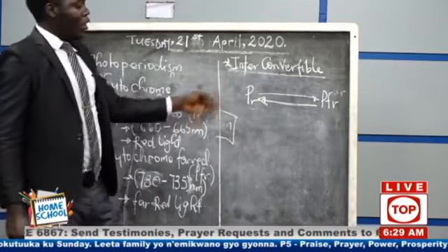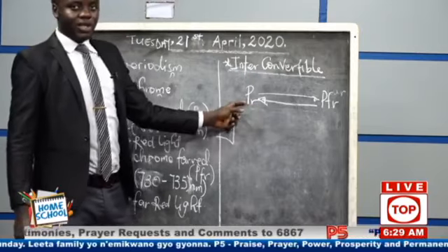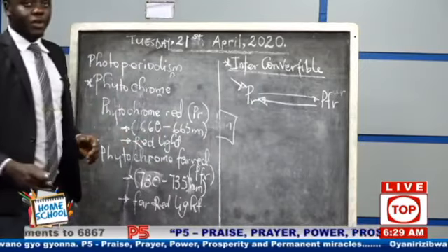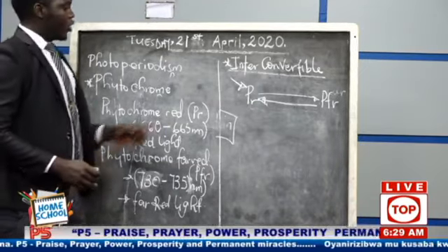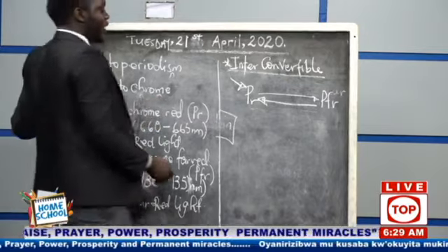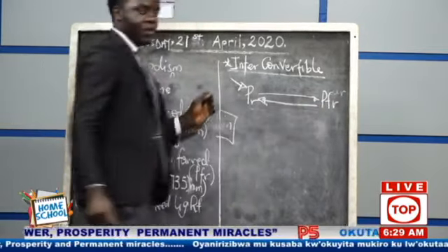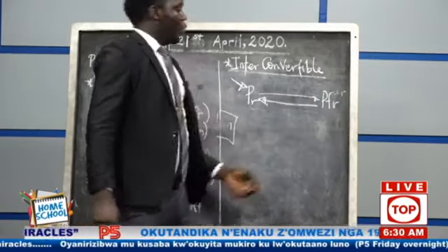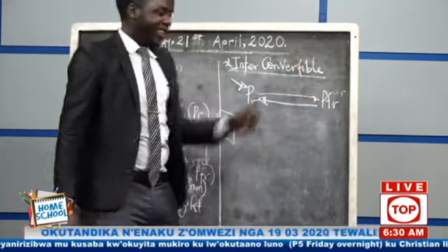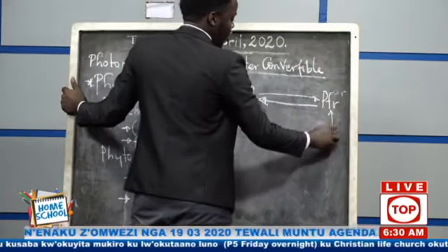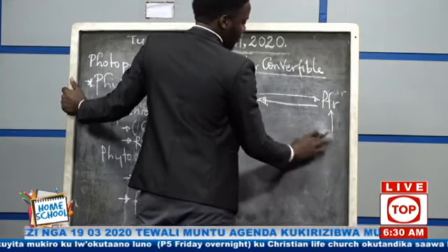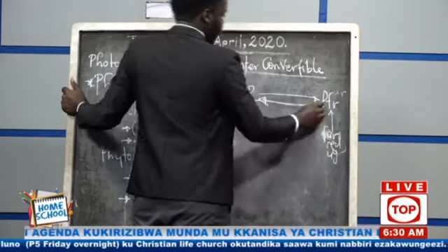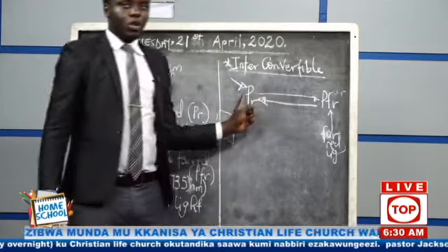When does this happen? When phytochrome red absorbs red light, during the day. Red light is very common during the day. So when phytochrome red absorbs light, it is rapidly converted into phytochrome far red. When phytochrome far red absorbs far red light, in other words, red light of long wavelengths, it is also rapidly converted into phytochrome red.